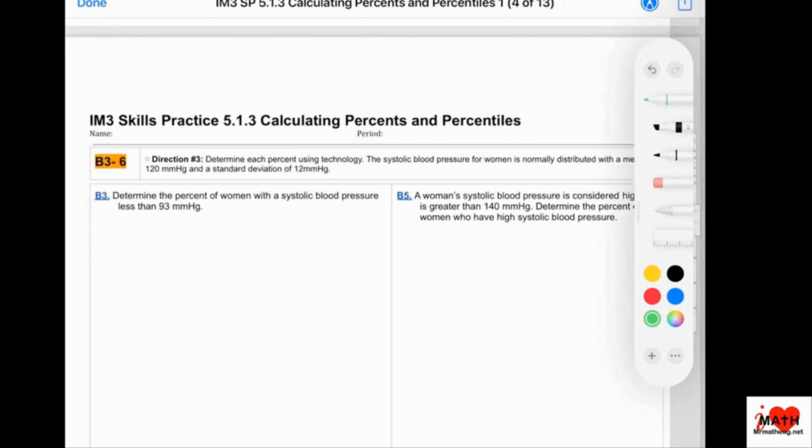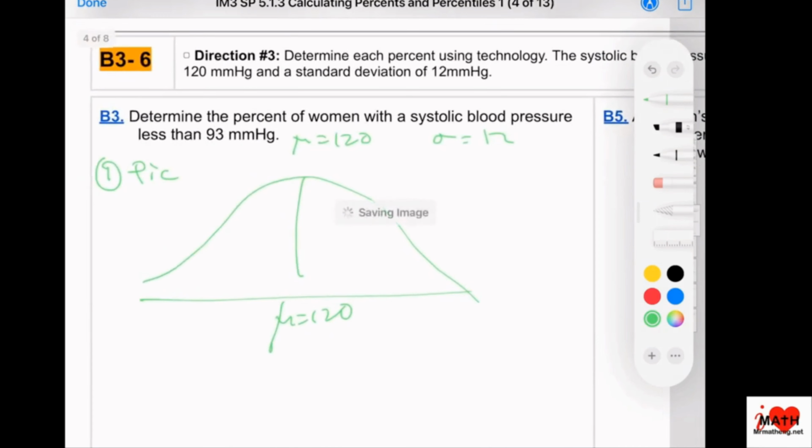Same thing, let's go ahead and draw ourselves a picture. Our mean is 120, standard deviation is 12. And let's figure out, we want less than 93. So is 93 less than or more than 120? It's going to be less than, so that's why I'm putting it there. I'm not putting it to the right, I'm putting it to the left, it's a smaller number. And less than means to go towards the left. So basically, this is our region.